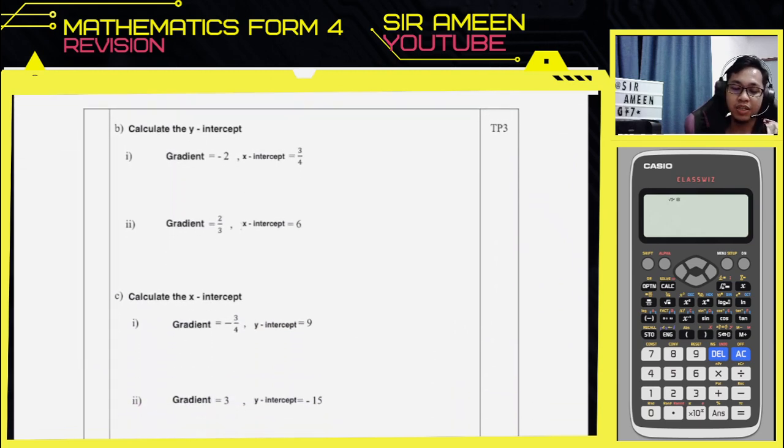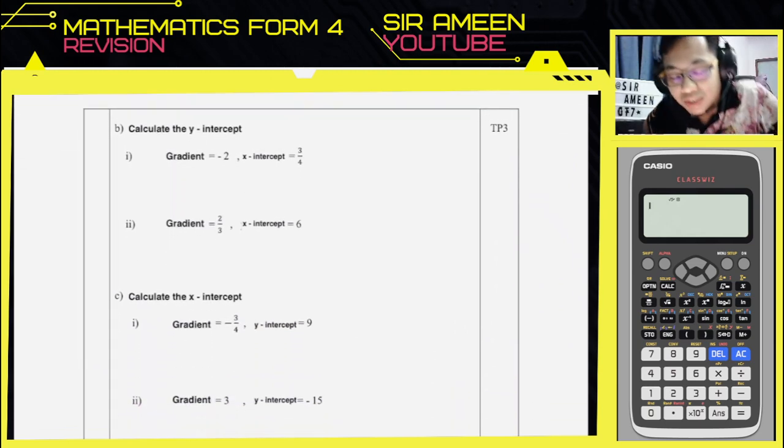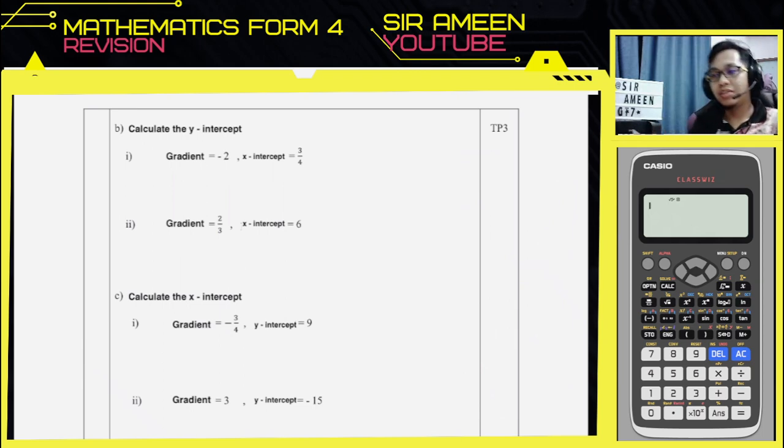Okay, for B, calculate the Y-intercept. There is another formula to find the gradient of a straight line, which is the gradient is equal to negative Y-intercept over X-intercept.